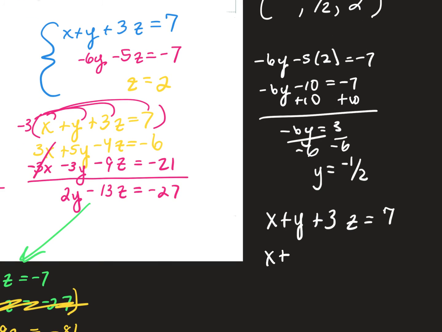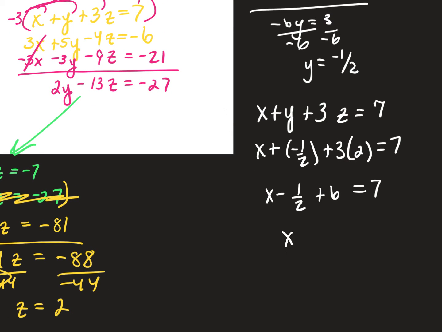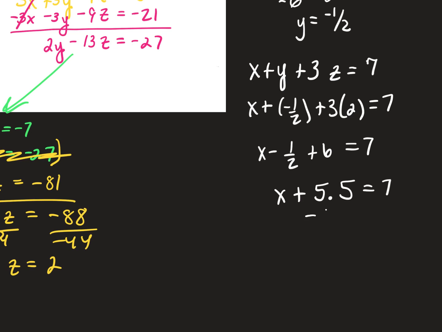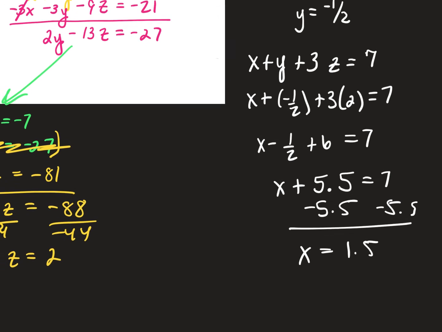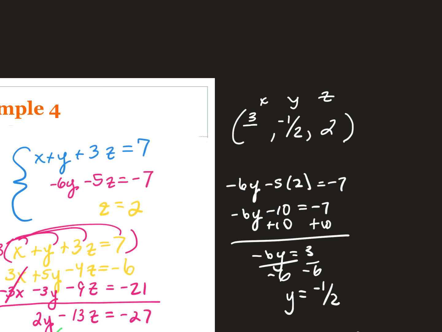We're going to say x plus negative 1/2 plus 3 times z, which was 2, equals 7. So x minus 1/2 plus 6 equals 7. Well, negative 1/2 plus 6, I have x plus 5.5 equals 7. So we're going to subtract 5.5 from both sides. And x is, not 3, x is 1.5, or x is 3 over 2. So our ordered triple would be x is 3 over 2, y is negative 1/2, and z is 2. So there we go, I fixed that one.